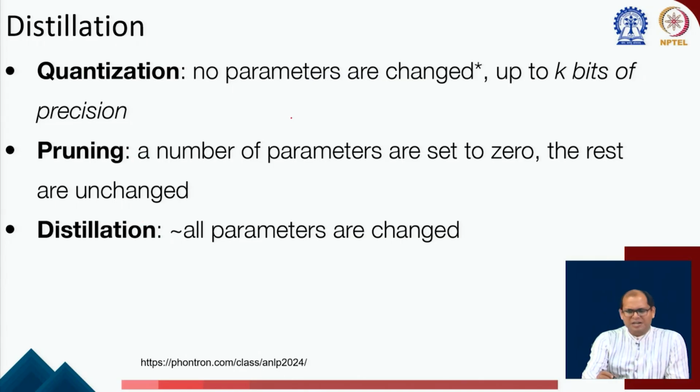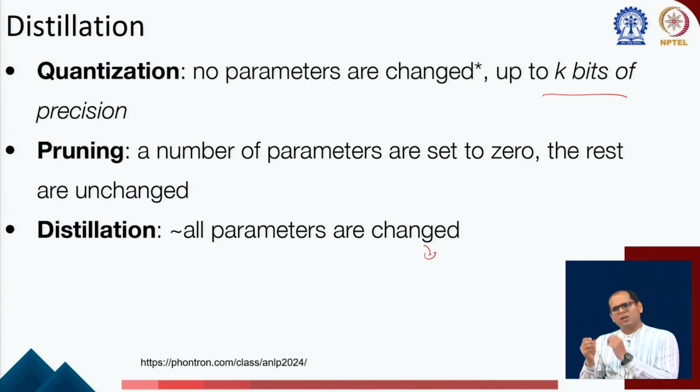Now let us try to compare it with quantization and pruning. So we talked about quantization: no parameters are changed up to some k bits of precision. Pruning: some parameters are removed altogether, some parameters are retained as they are. Distillation, you change everything, right. You have a new model altogether. You change all the parameters, you learn new parameters. The size will be much smaller than the original size of the model, but you change all the parameters.